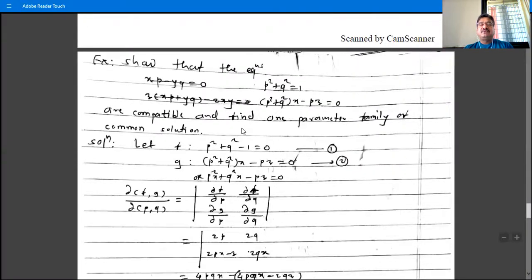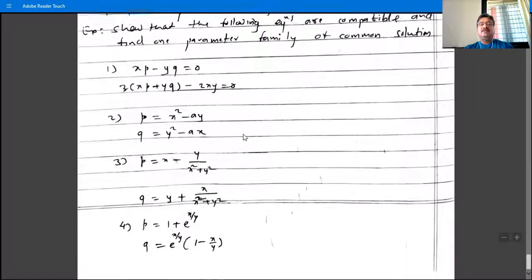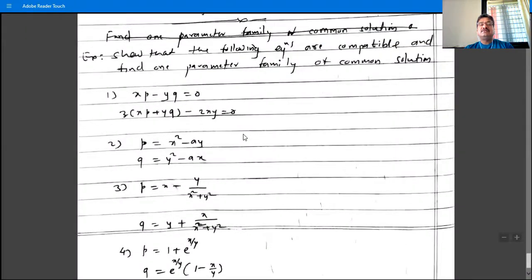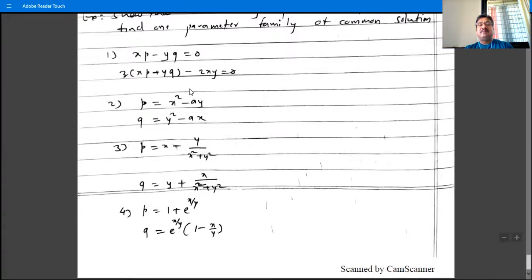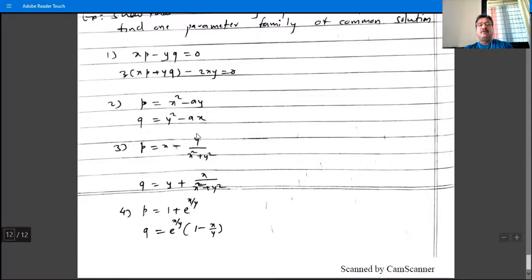Okay, so these are the two solved problems. These are the problems for exercise. Show that the following equations are compatible, and if they are compatible, then find the one parameter family of common solution. If they are not compatible, then don't find the one parameter family of common solution. So this is about the topic of compatible solutions. In the next lecture, we will start Charpit's method.